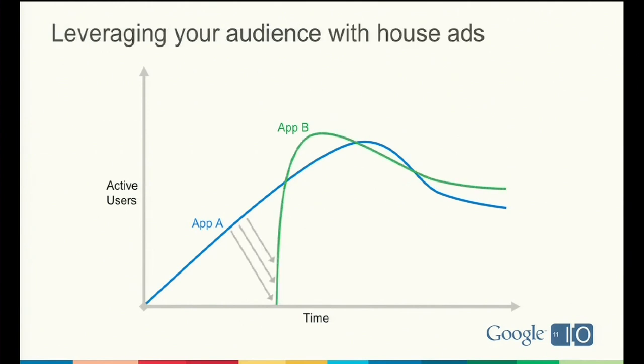And doing this is called cross-promoting, or house ads, as our feature is called. What you're doing is you're taking your active users from App A and driving them to also adopt your second application. And I'll show you how to do that in a bit.